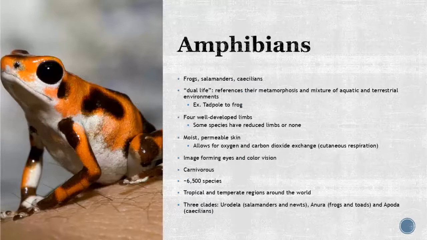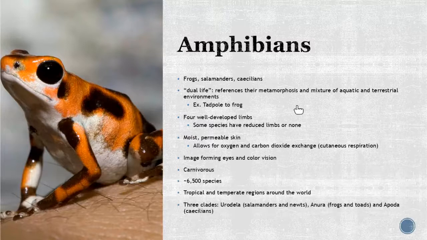So the second big group is the amphibians. So these are where we're going to start to move on to land. If you think about amphibians, you're going to find them in moist environments, close to water, but now we're getting more terrestrial. So these are going to be made up of your frogs, your salamanders, your caecilians.